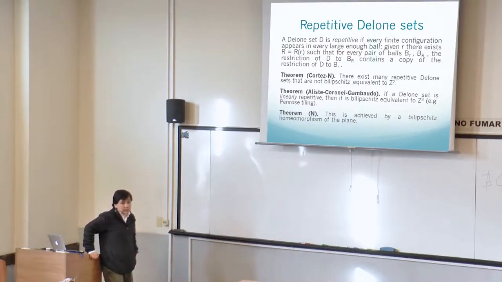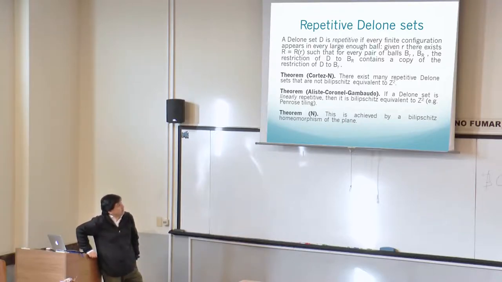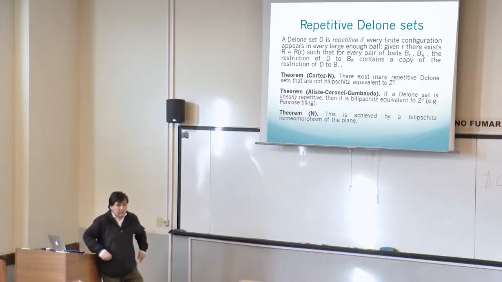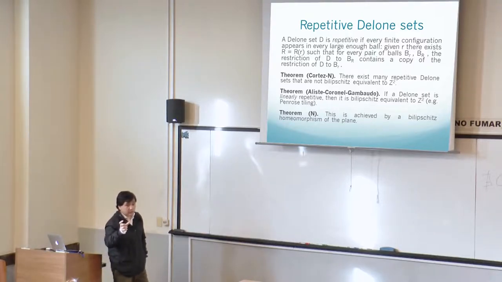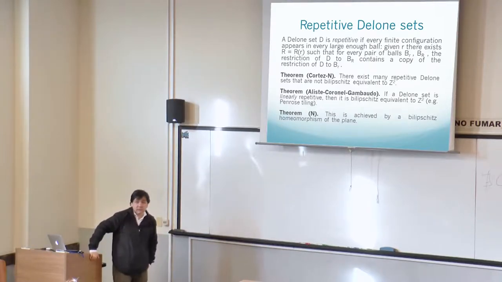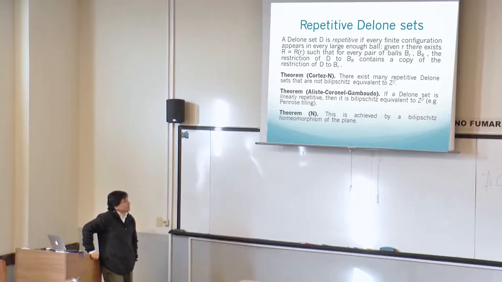The point is that the Penrose tiling is equivalent to Z2. This is a theorem by, I forgot the name of the person who proved it for the first time, but it follows from a more general theorem by Aliste-Prieto, Coronel and Gambaudo, which says that if you have a Delone set which is linearly repetitive, then it is bi-Lipschitz equivalent to Z2. This is the case for the Penrose tiling because of its self-similarity property. Linearly repetitive means that in the definition above, the capital R depends linearly on the small r. If you have this property, then you know immediately that the Delone set is bi-Lipschitz equivalent to the standard lattice.